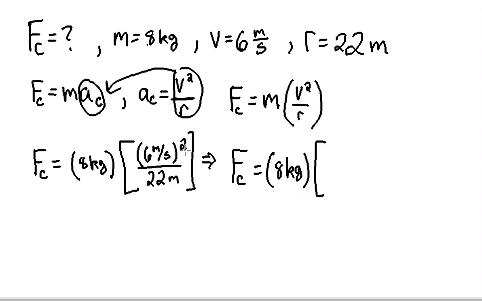6 times 6, and now I actually don't need the brackets anymore. 6 times 6 is 36 meters squared divided by seconds squared. And we're going to divide that all by 22 meters.